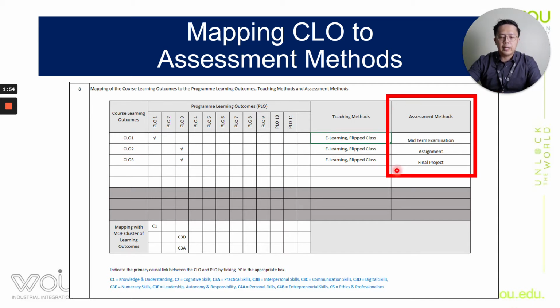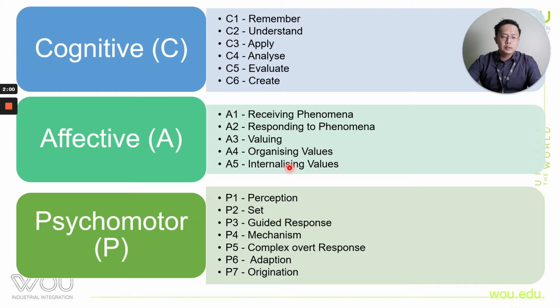So we have to identify the right assessment method for each of your CLO mentioned over here. So we know that identifying which level of assessment method we should use is highly dependent on the learning domain that we have used for the particular CLO. So it's either you use cognitive, affective, or psychomotor. It will have different impact on your assessment method design.